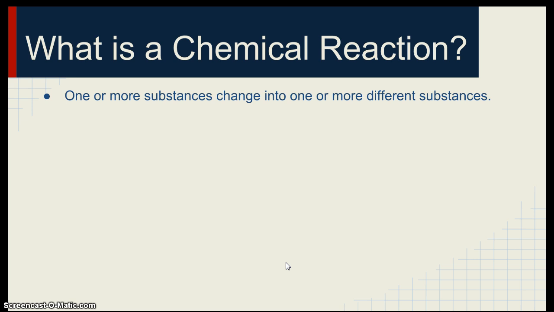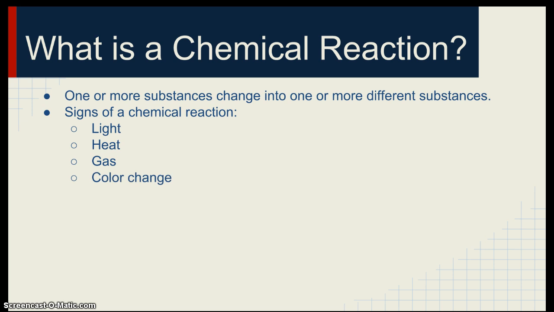Now again, let's be very clear here. We're not changing an element into another element. You can't do that in chemistry. You can in physics, but you cannot do that in chemistry. We'll be moving elements from one compound to another typically. If there's going to be a chemical reaction happening, look for the following things: light, heat, production of a gas, a color change, or the formation of a precipitate. And a precipitate is a solid forming from a reaction between two liquids.